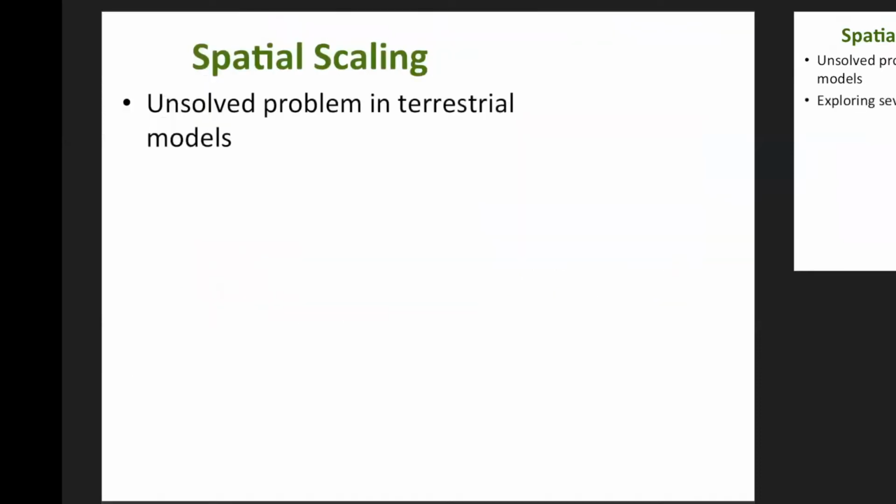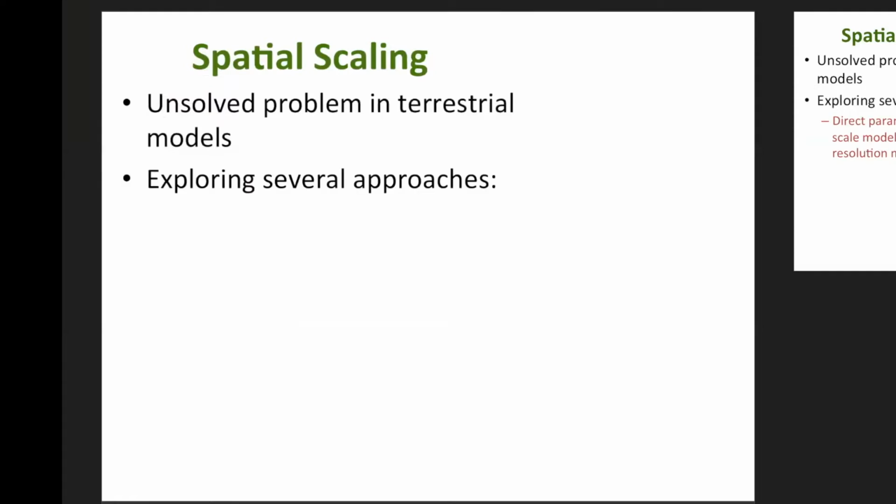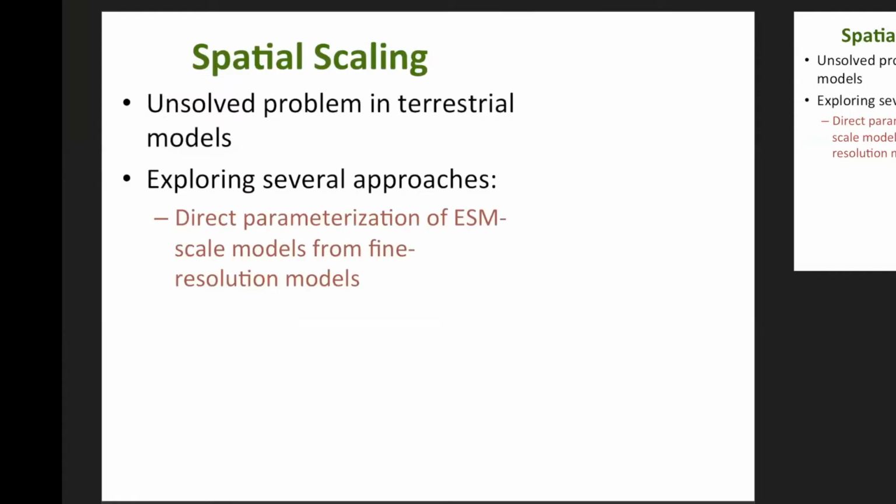And so that leads me into this second point, that this idea of spatial scaling is still an unsolved problem across all of the terrestrial systems. Nobody, in my opinion, has actually come up with a way to do this coherently across all the scales we're interested in and our interest in large-scale predictions through our system models. So in this project, we've been exploring several approaches. I'll just quickly give you a couple of examples.